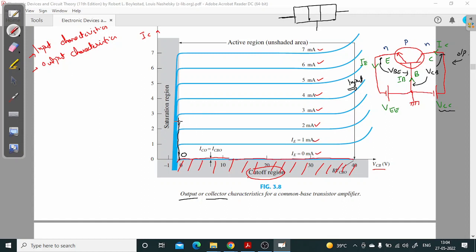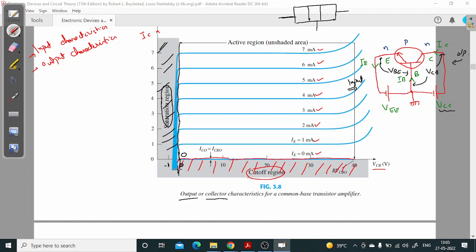This is the vertical line. Okay, and this is -1. This is 0. So the scale on the left side of 0 is expanded to make things visible more clearly. What it is trying to show is that there is something called the saturation region, which exists on the left-hand side, for VCB equal to 0 voltage. That is this region.